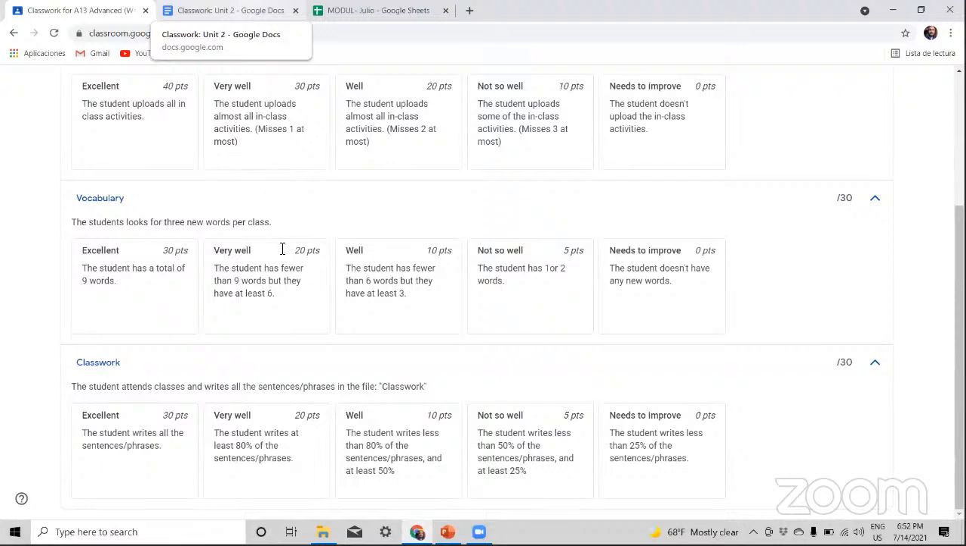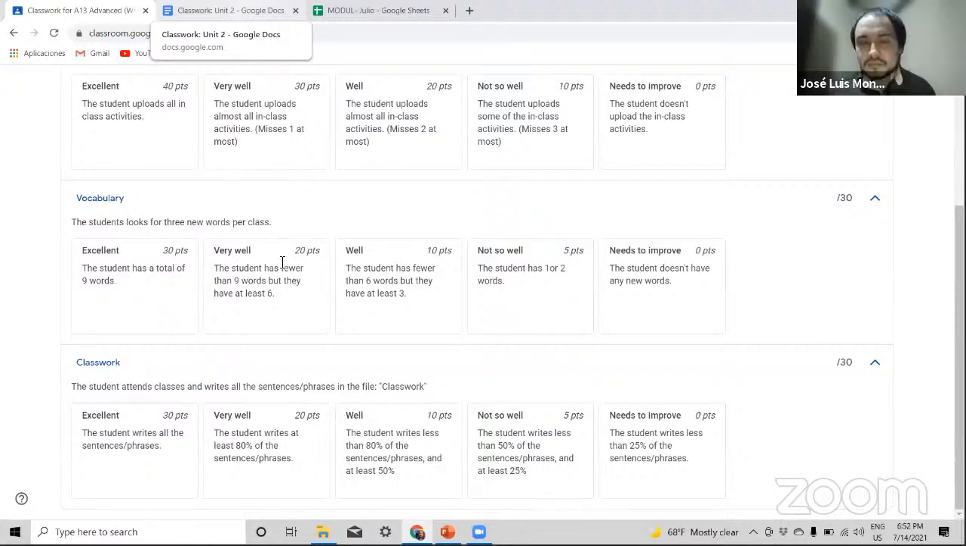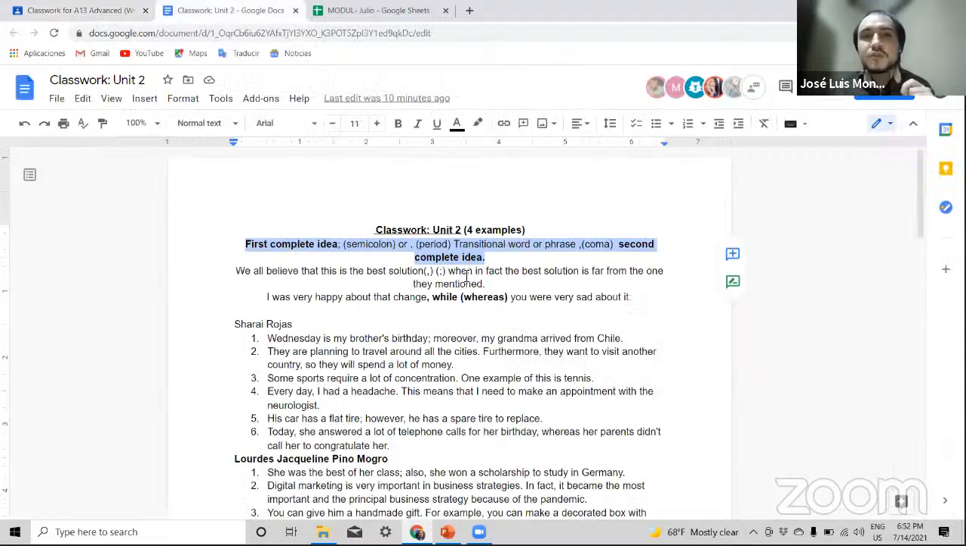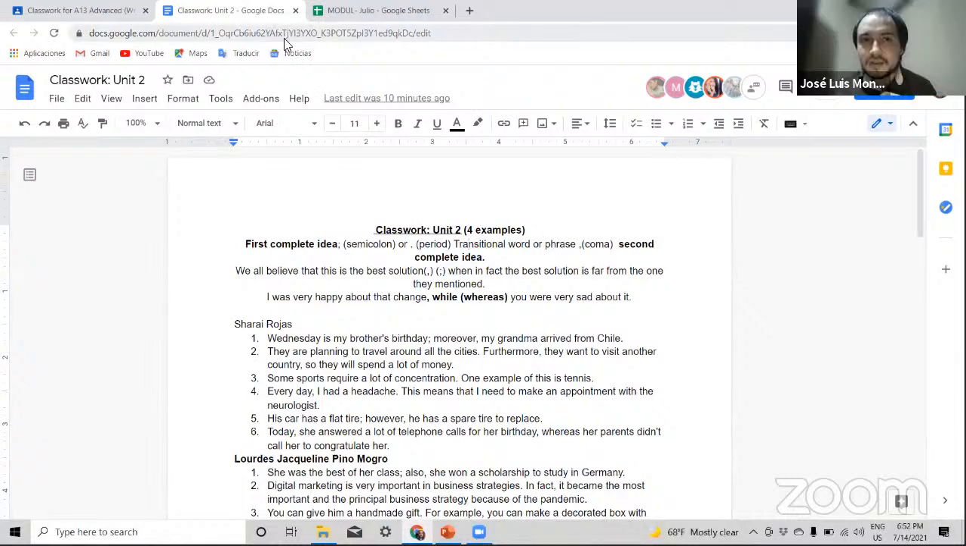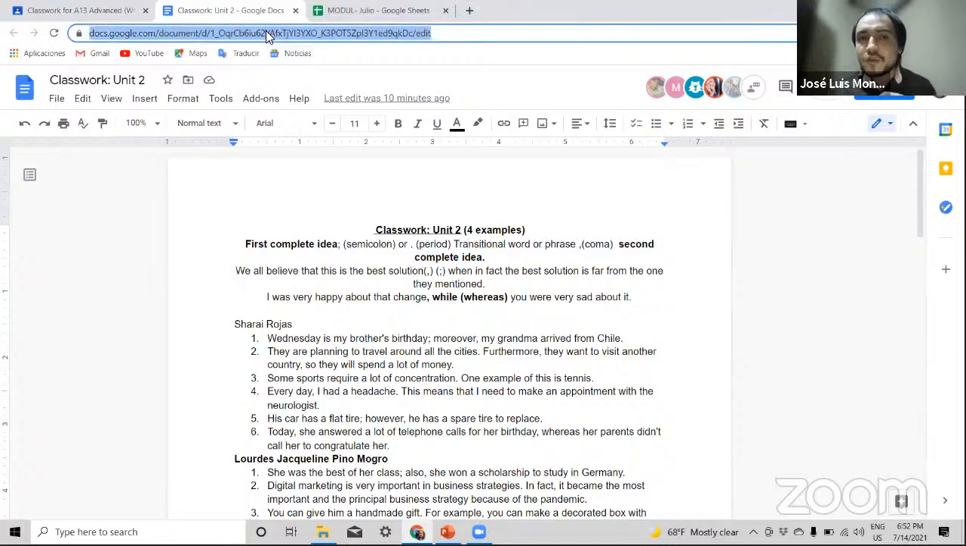All right. So as we saw in class, you see this document, right? The document you're working on this unit, Luciana. Unit 2, and you're writing your examples here, right? The only thing I need you to do, Luciana, is copy and paste this link. You can copy and paste it in the document in which you have the vocabulary, or if you want as a private comment when you are uploading your work.